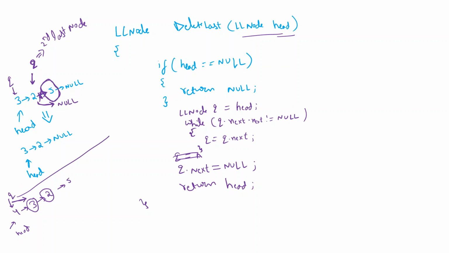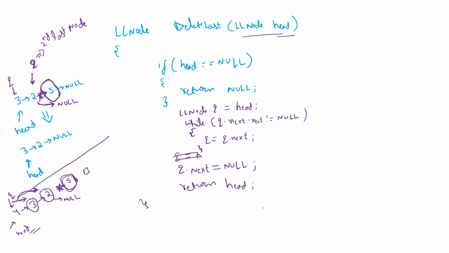Now q dot next is basically the address of this node, and q dot next dot next is the address of this node, which is not null. I'll move forward. Now q dot next is this, and q dot next dot next is the address of this node, which is basically null because this part is null. So I'll stop. That means when you come out of this loop, your q is at this node, and this is what we wanted, right? So then what do you do? You do q dot next is equal to null. So basically you break this pointer, you make this null, and you return head. Good, works fine, right?